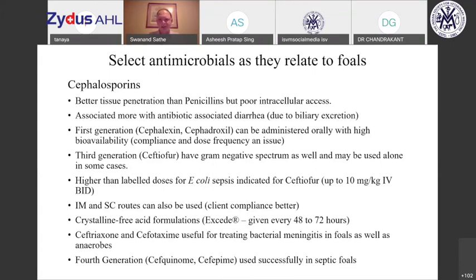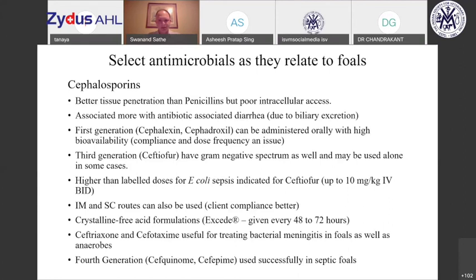Second-generation cephalosporins are similar to first. Third-generation cephalosporins, namely ceftiofur, is the most commonly used antibiotic in foals, has a good gram-negative spectrum, and sometimes can also be used alone. In a recent study, they found that almost 80% of organisms were susceptible to ceftiofur infusions. If you have an E.